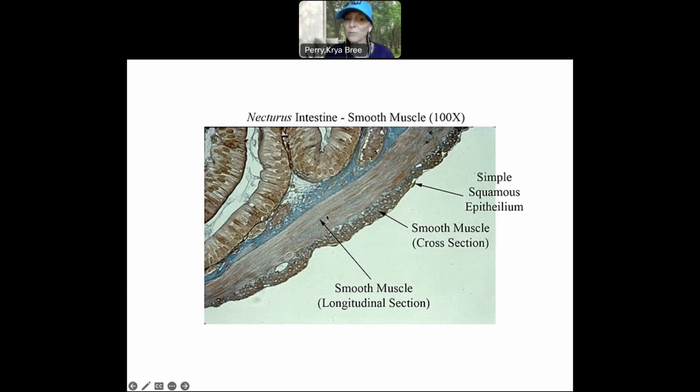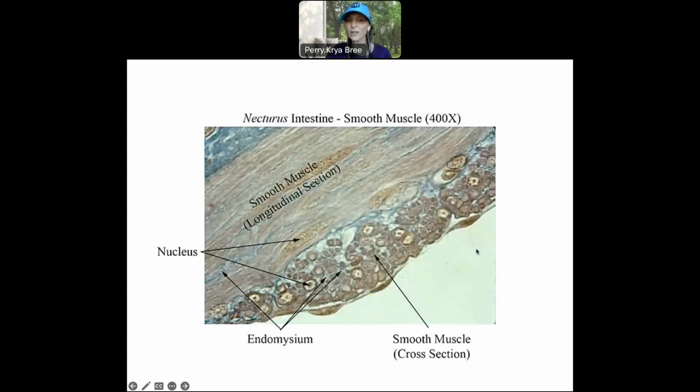So they're both smooth muscle. It's really obvious to see that it's smooth muscle right here, because you can see these muscle cells are more spindle shaped. They're squished together, and you can see these big nuclei. So let's zoom in here.